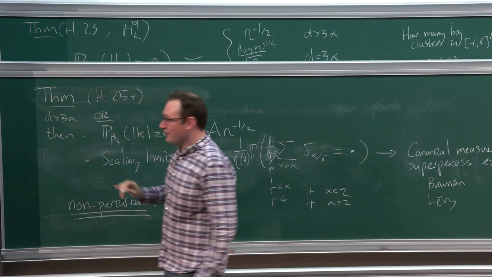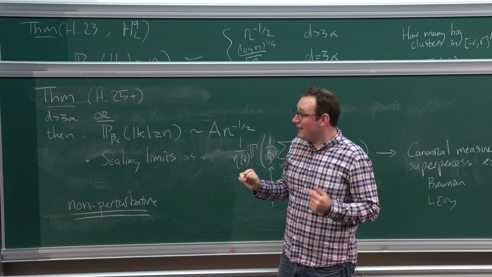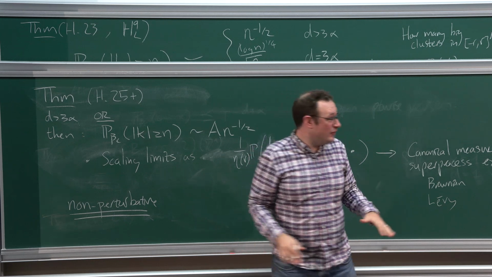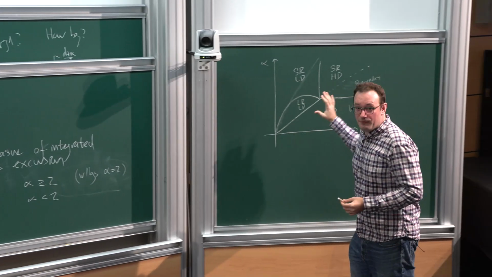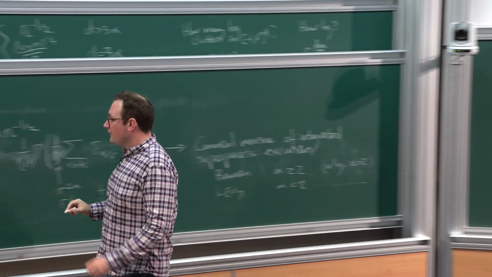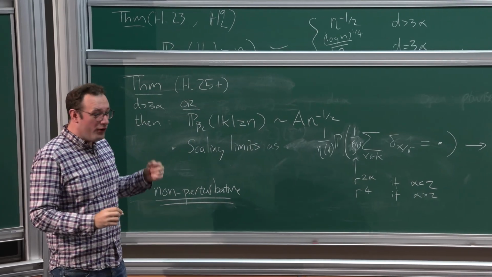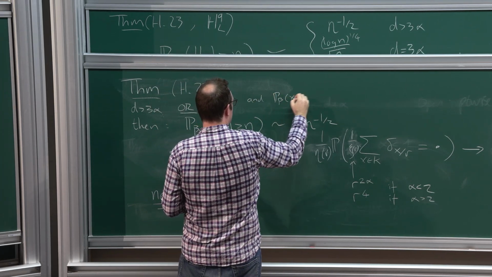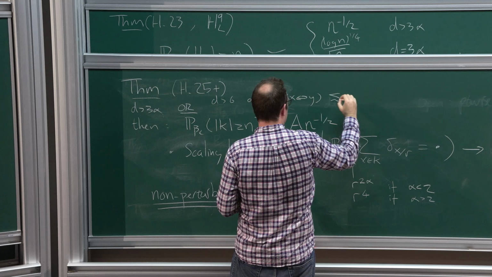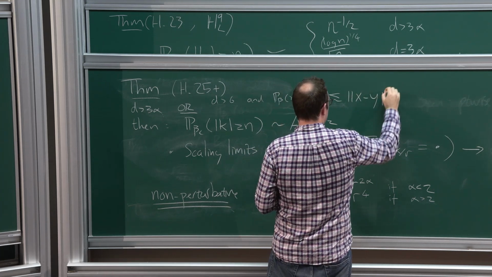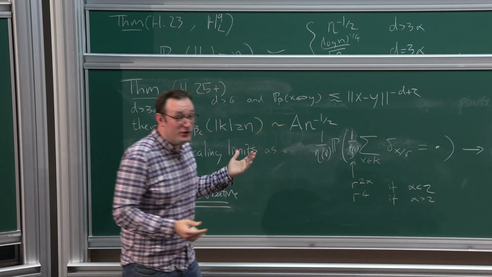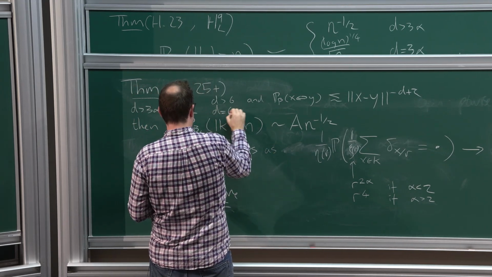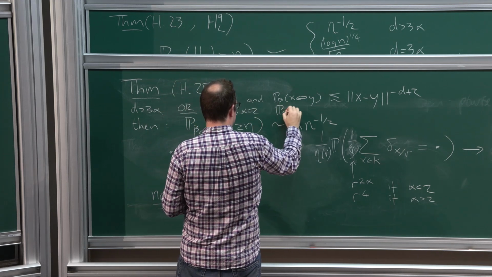So this result I stated under this non-perturbative assumption, but in fact, if you happen to know something about the two-point function, then you can get it to work in the whole high-dimensional regime. So the condition is that d is strictly bigger than 3 alpha, or d is bigger than 6 and the two-point function satisfies a bound of this form, which we know that it does for spread out models by the Lace expansion, or d equals 6, alpha equals 2, and you get this version with the log.